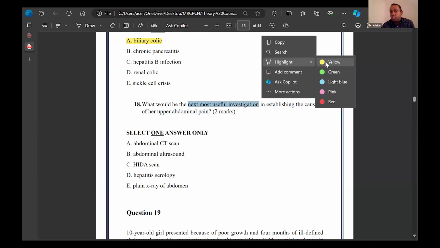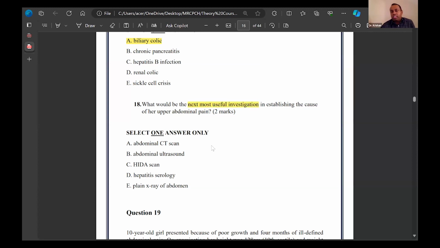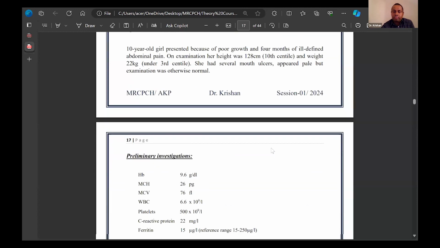investigation, right? Of course, if you do a CT, that will show the biliary stone very clearly. But do we need that? Do we have to expose the child to that degree of radiation just to confirm that it is a biliary stone, or is an ultrasound scan good enough? Yes, this is enough. So the answer should be ultrasound scan abdomen.